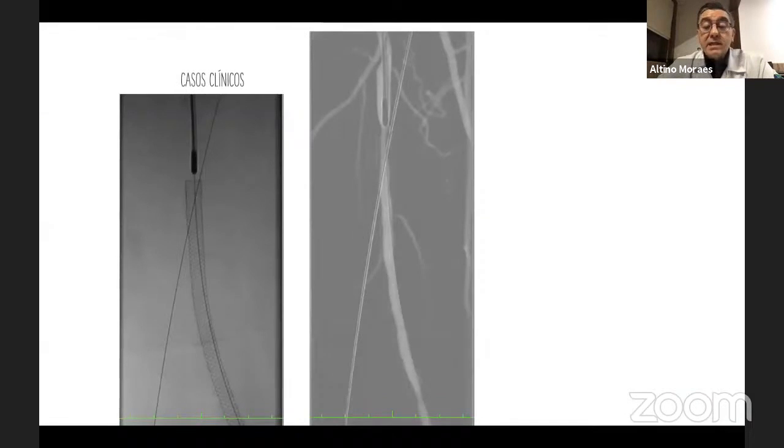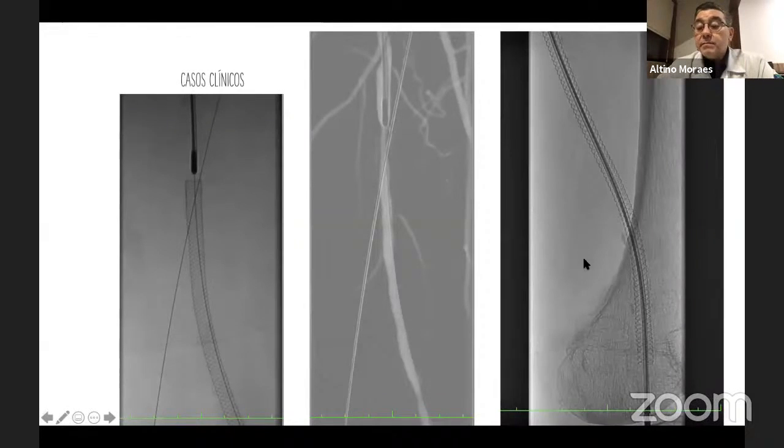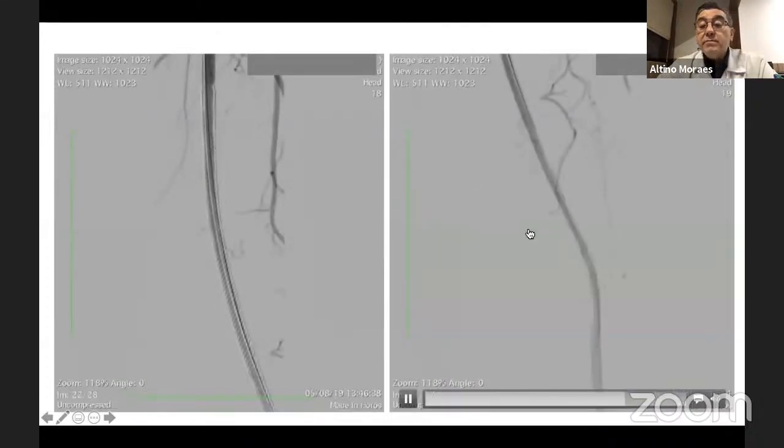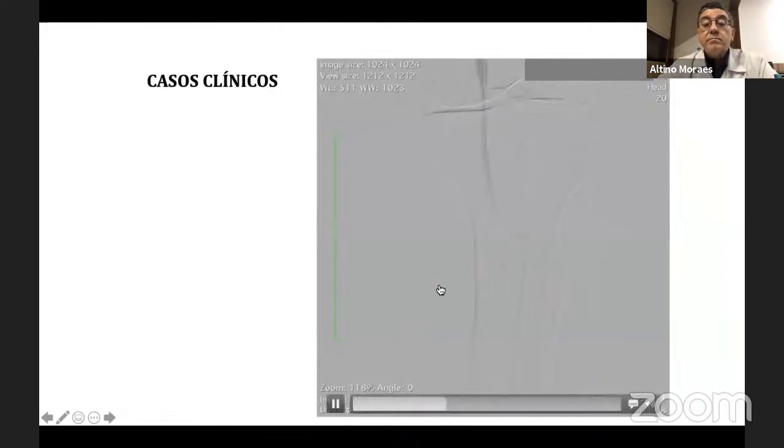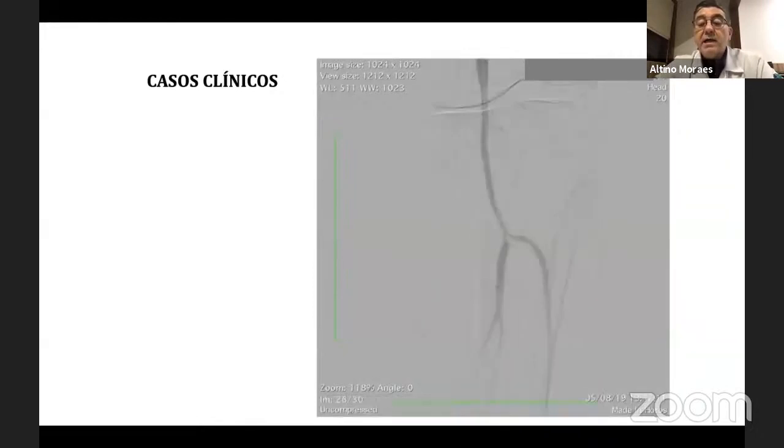E aqui é a passagem de Jetstream hasta la poplítea. Este é o resultado final, muito bueno, y aquí la recuperación de toda la árvore arterial del paciente.